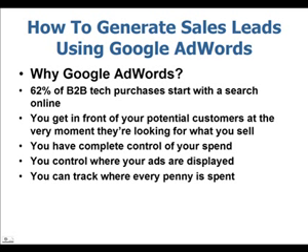You can track where every penny is spent using Google AdWords. Google provides a free conversion tracking code that you can place on your website that allows you to see which keywords are generating leads for you and which are not. Now this is important because you can cut out the keywords that are just costing you money. People are clicking them and not taking your call to action.